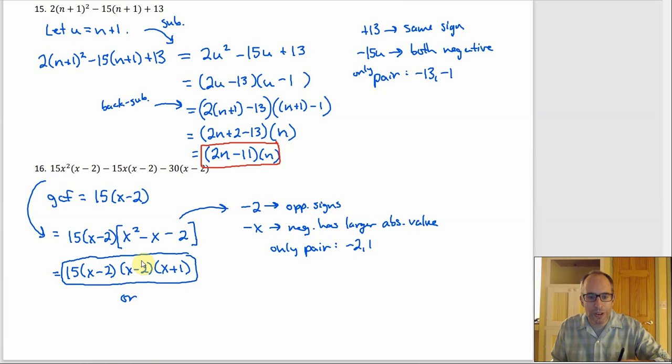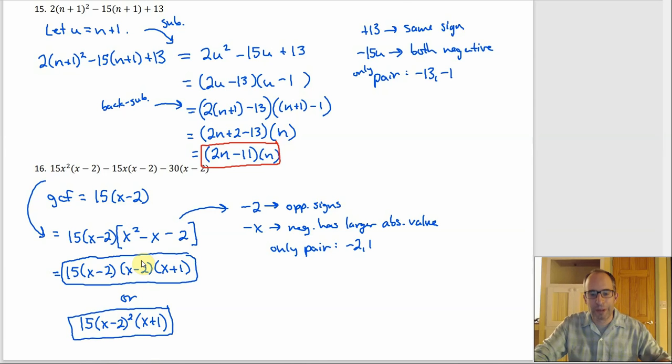or because you have two x minus 2's in there, you could write it as 15 times x minus 2 quantity squared times x plus 1. Like that, right? Either way. This last one's probably better. I think that's more conventional.